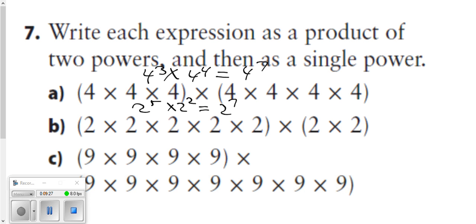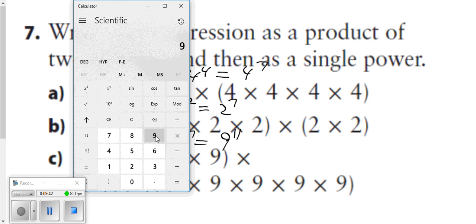Here, I think I dropped one up here. 9 multiplied by itself 4 times, the exponent of 4, multiplied by 9. 9 to the exponent of 5. Just to see how big a number that actually is, if I take 9 and put the exponent of 11, it's a big number. It's 31,381,059,609.